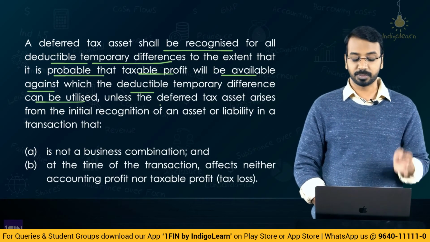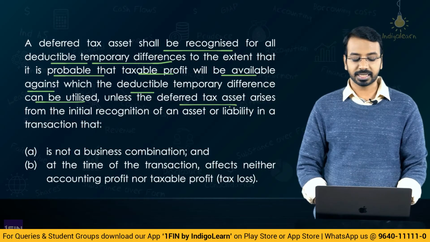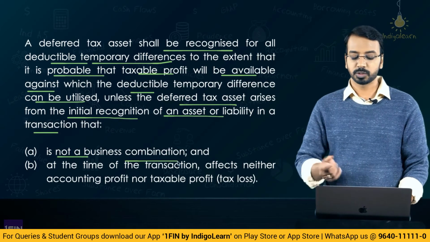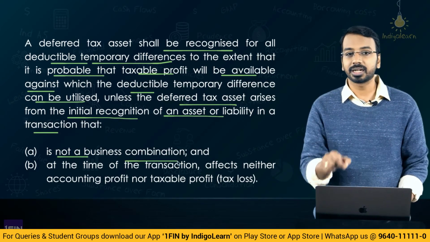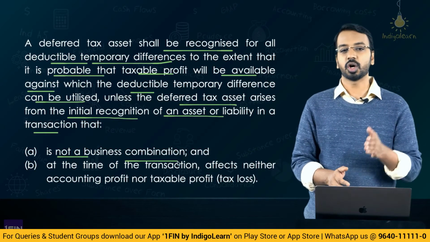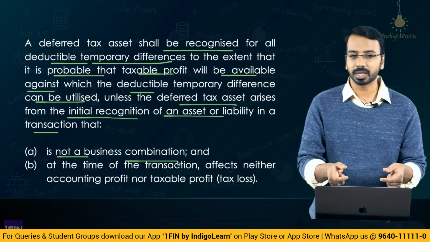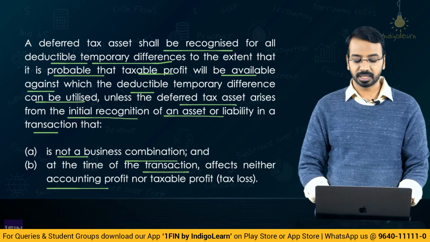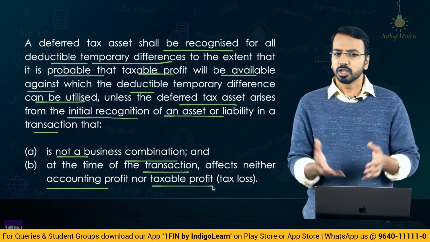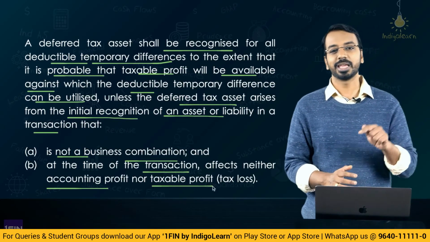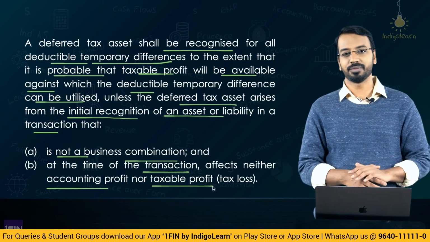And there is again an exception here. Unless the deferred tax asset arises from initial recognition of an asset or a liability in a transaction that is not a business combination. So, again we are talking about a deductible temporary difference arising at the time of initial recognition of an asset or a liability which is not a business combination, and at the time of the transaction it affects neither the accounting profit nor the taxable profit. So, the same principle we understood under taxable temporary differences applies to deductible temporary differences as well.